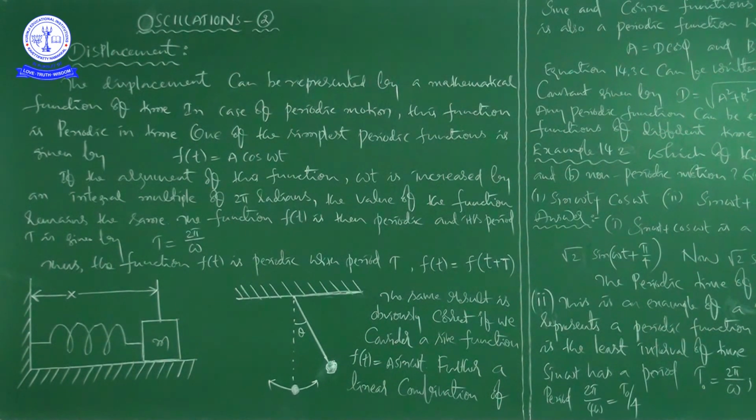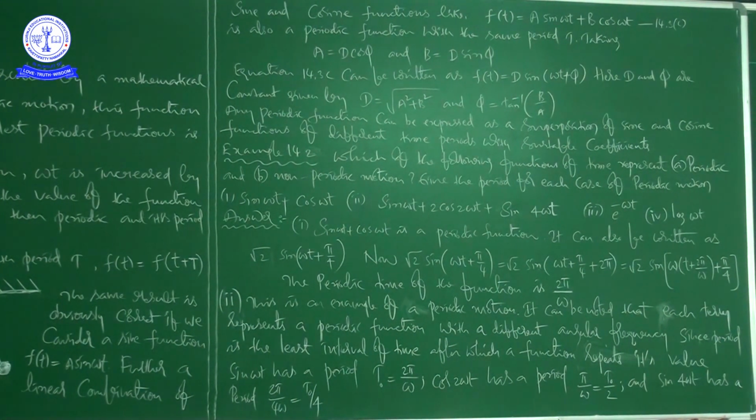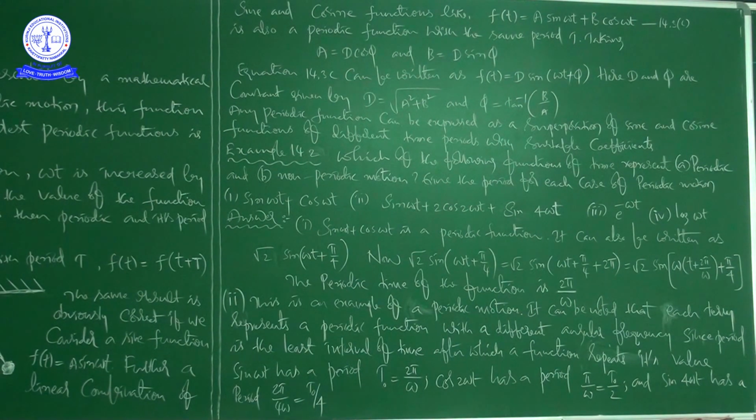One important conclusion is that any periodic function can be expressed as a superposition of sine and cosine functions. You can see here the function in terms of sine and cosine is also a periodic function with the same period T. Taking capital A equal to d cos phi and capital B equal to d sin phi, it can be written as f of t is equal to d sin of omega t plus phi, where d is the square root of a square plus b square, and phi is tan inverse of b by a.